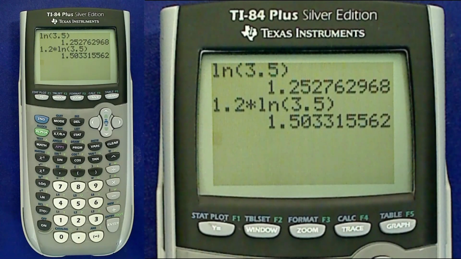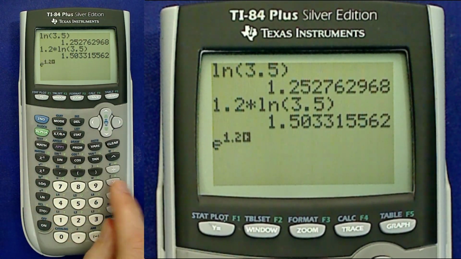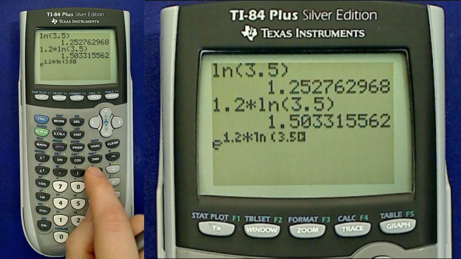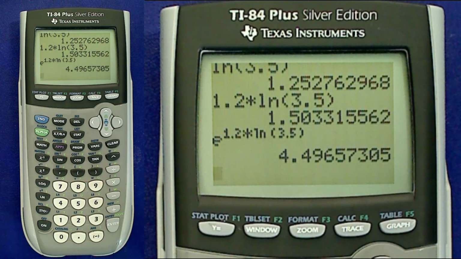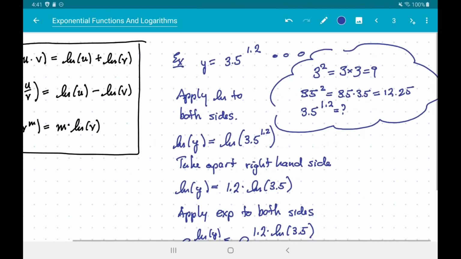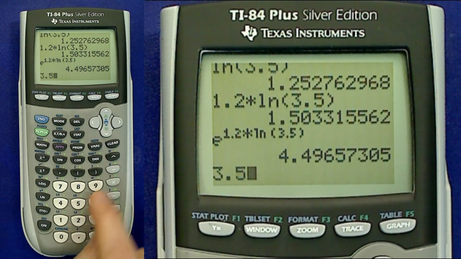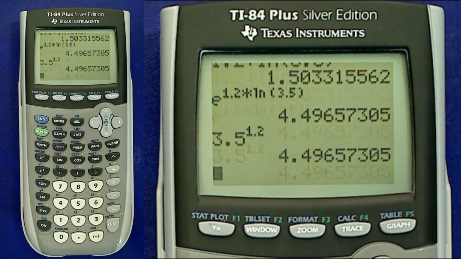Where did my calculator go? There it went. Okay, so here we go. E to the power of 1.2 times ln of 3.5. And what comes out is that number, 4.4965. Again, where I was going with this is that I wanted to calculate this, 3.5 to the 1.2. Let's see if we did. 3.5 to the power 1.2. And there you go, same result.